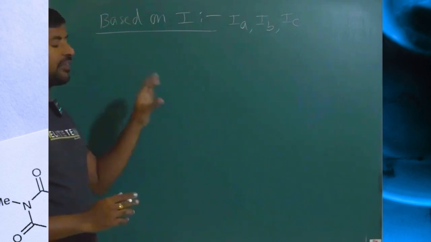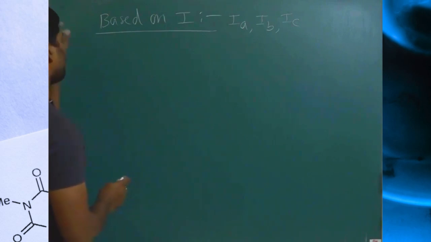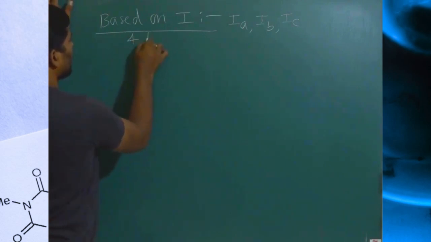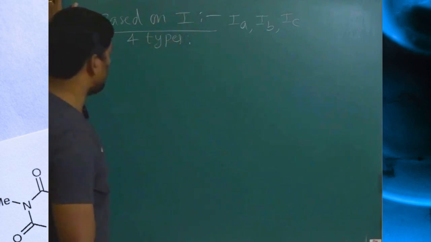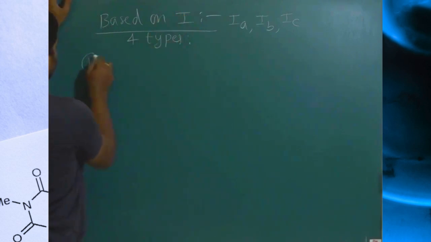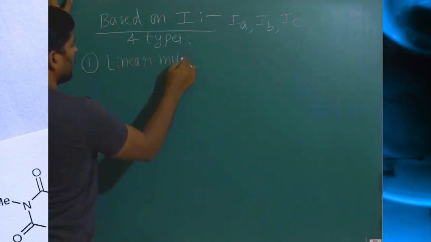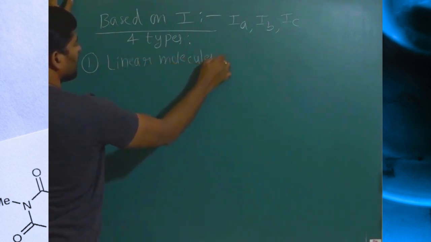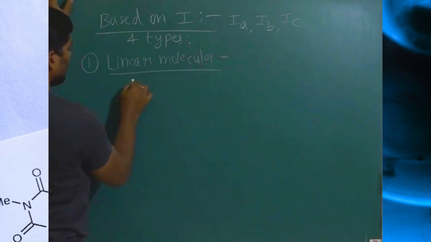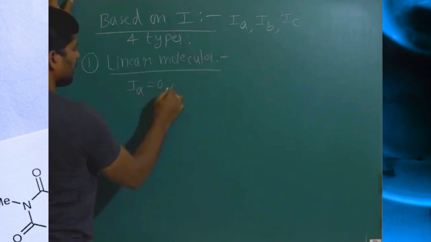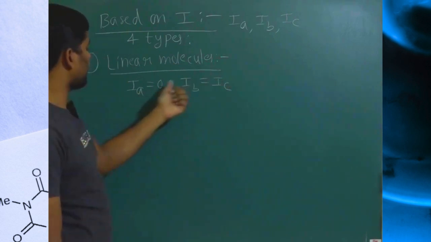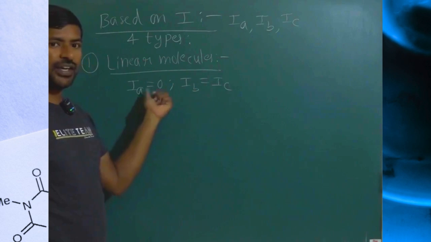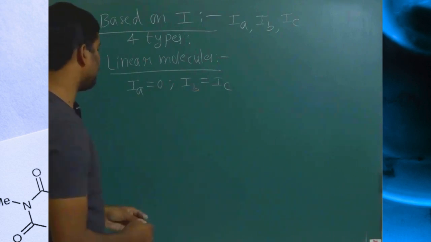Based on these IA, IB, IC, molecules are classified into 4 types. The first one is linear molecules. For linear molecules, IA is 0, and IB and IC are the same. So just remember this: linear molecules, IA is 0, IB is equal to IC.